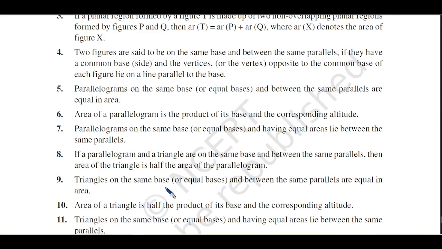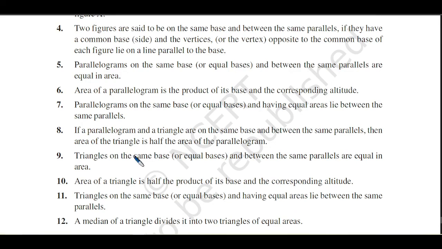Triangles on the same base or equal bases and between the same parallels are equal in area. This is the same thing I have said. This is true for parallelograms and also true for triangles. Area of a triangle is half the product of its base and corresponding altitude, so area of a triangle is half times base into height. Altitude is height. Triangles on the same base and having equal area lie between the same parallels, a similar thing which we have been saying.